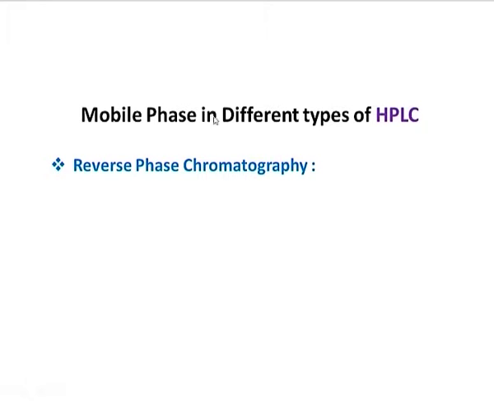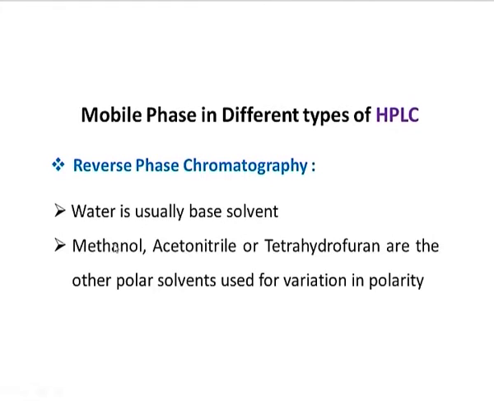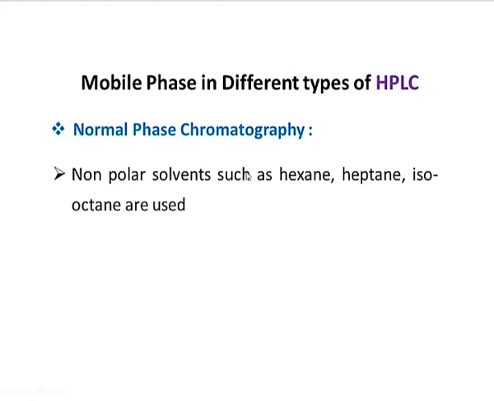Now, you can use different mobile phases in HPLC, in reverse phase chromatography. I think this point was probably told in the previous lecture. Water remains as a base solvent, right. So, it will always be used, and with water one can use methanol, acetonitrile or tetrahydrofuran, depending upon the kind of polarity one would like to see in a chromatographic experiment. Whereas, in a normal phase one can use hexane, heptane or isooctane generally as mobile phases.